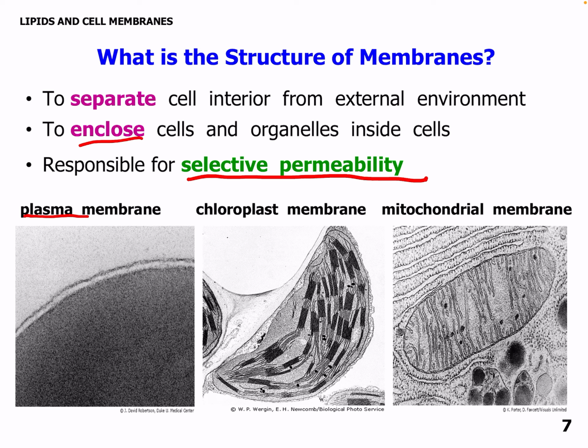So here's an example of a plasma membrane. Here's our layer. Again, here's a chloroplast, and here's a mitochondrial membrane. As we'll talk about later, there are 2 mitochondrial membranes, but we'll discuss that later.